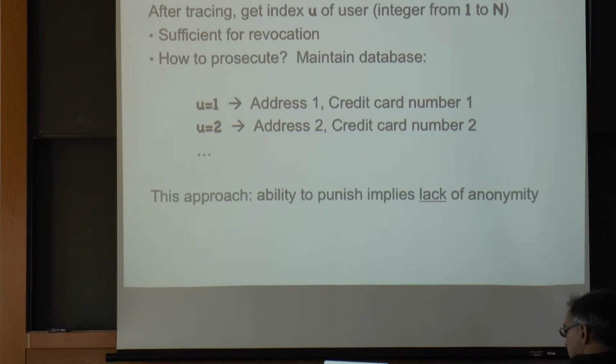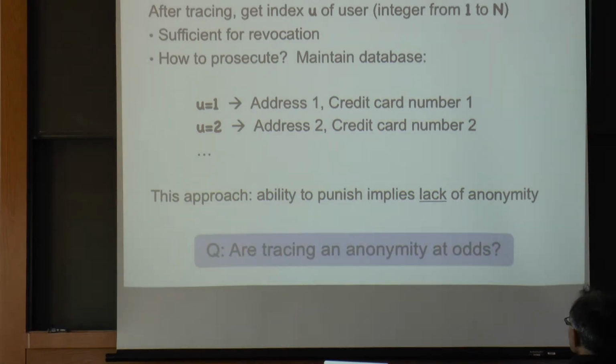However, this approach requires this database to actually figure out the user. And if someone's keeping this database around, there's an inherent lack of privacy, because now whoever's running the tracing algorithm is keeping your user data around. And so the question we ask is, are tracing and anonymity at odds in traitor tracing?